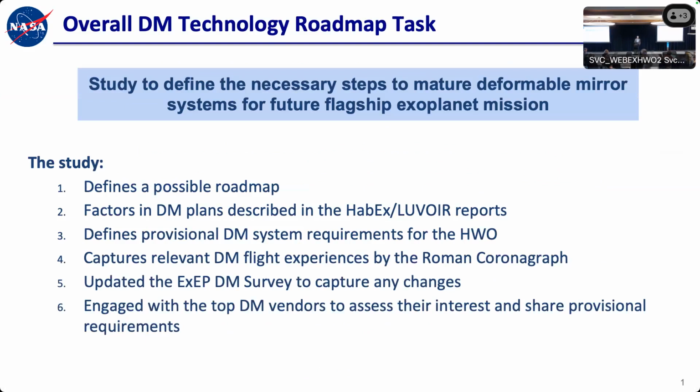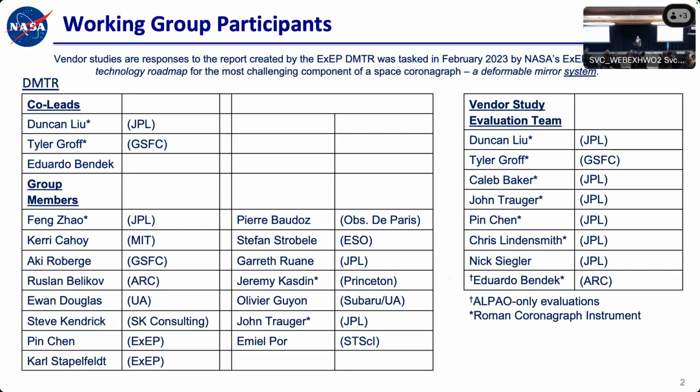This whole deformable mirror development plan started with something we call the Deformable Mirror Technology Roadmap. We got together a group of experts in the field to look at the HABEX and LUVOIR plans, look at what we've learned from CGI, and draft some provisional requirements for the deformable mirrors. We gave those to the vendors that we found after an extensive survey, and we allowed them to react to that. They actually did a funded study, and we got development plans from them on how to get to the devices that we need. This is that group.